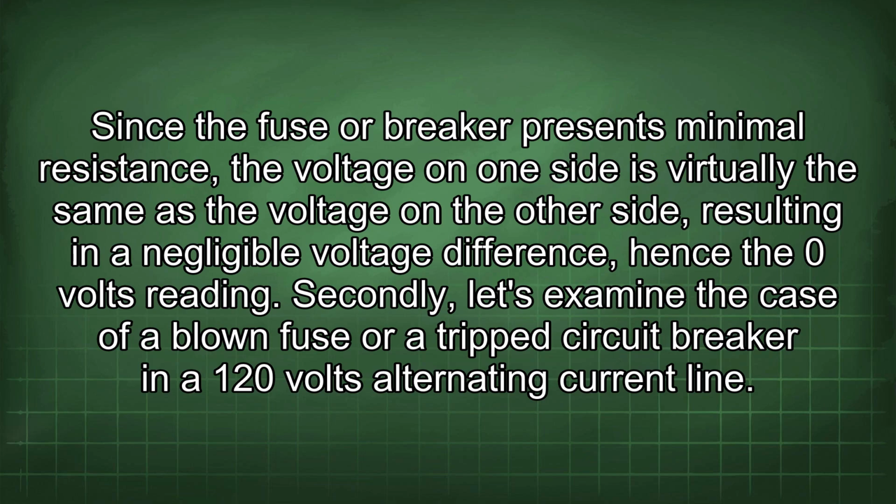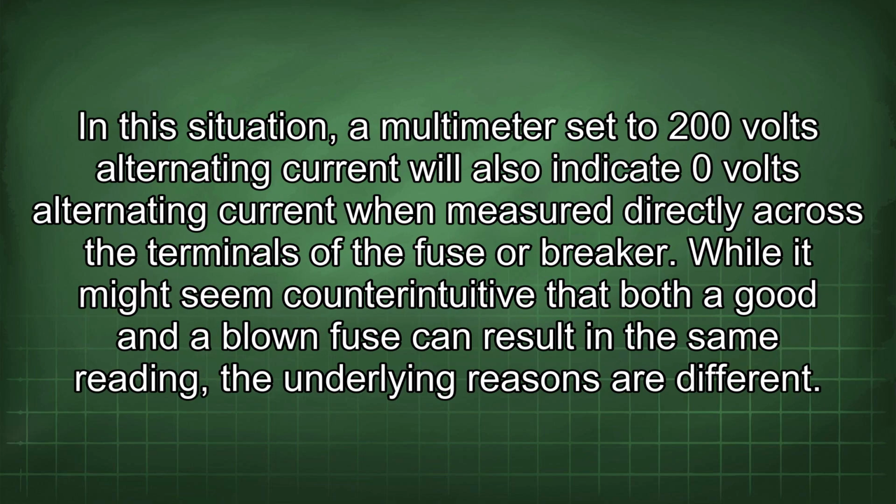Secondly, let's examine the case of a blown fuse or a tripped circuit breaker in a 120 volts alternating current line. In this situation, a multimeter set to 200 volts alternating current will also indicate 0 volts alternating current when measured directly across the terminals of the fuse or breaker.